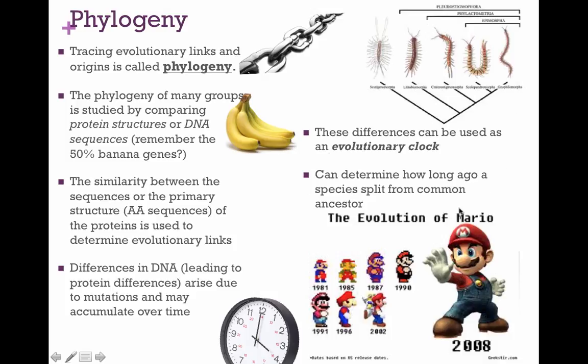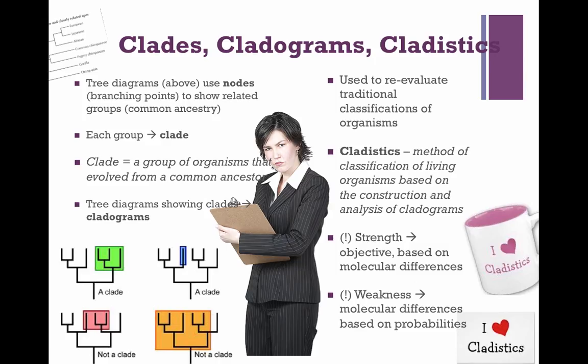When we put them into a diagram, and we're going to see this in the next few slides, you can map out approximately when humans split off from their most recent ancestor. So clades, cladograms, and cladistics are all discussing the exact same thing. When you see a tree diagram like this, the nodes, the branching points, show related groups. These related groups are supposed to have a common ancestry. So each group is called a clade.